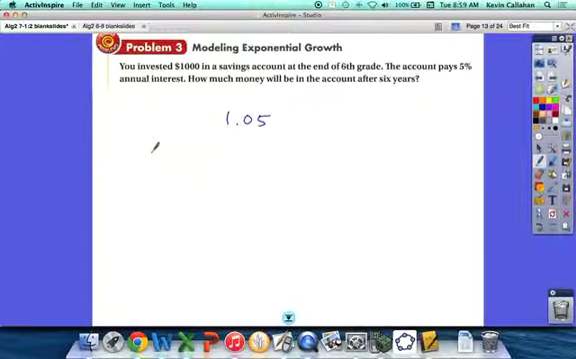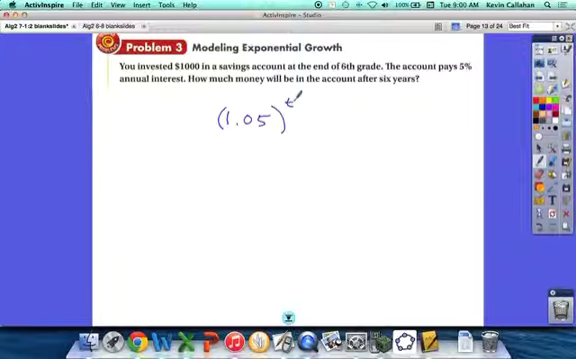Now that is what you would call a growth factor, right? Because this is a number bigger than 1. If I multiply it times how much I started with, I'm going to get a bigger number. Okay, so this is what's being raised to the x power, or actually to the t power, right? And remember, the y-intercept is the initial amount. What is the initial amount?